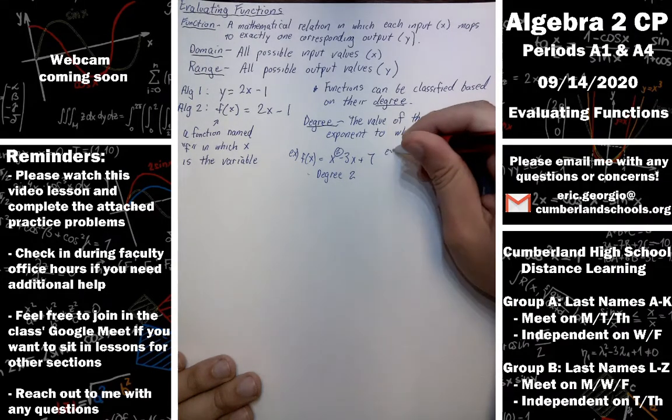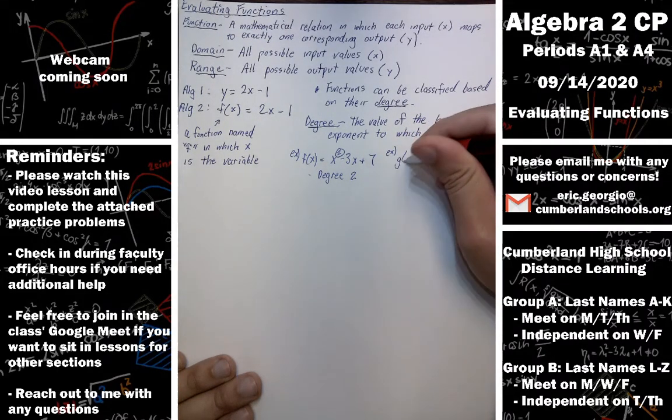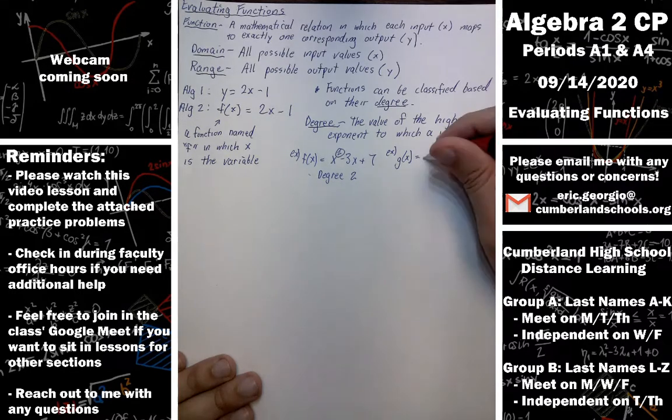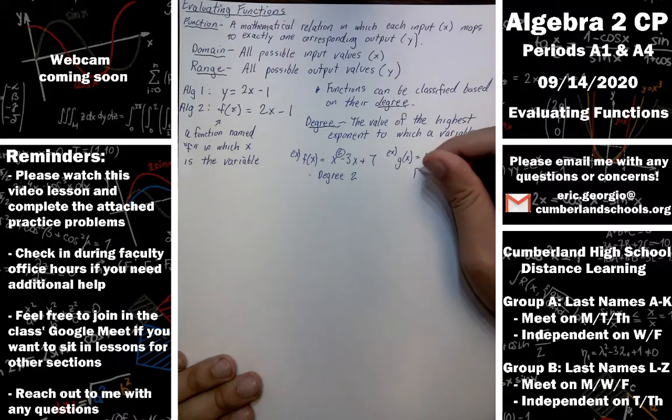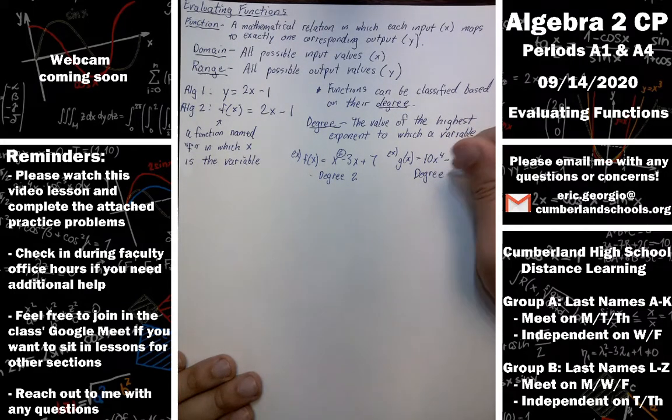Just another one real fast. Something like g of x equals 10x to the 4th minus x to the 5th plus 2x, right? This function, even though it doesn't come first, which it should if you're writing it in standard form, which is descending order, I would say the degree of that function is 5, degree 5. Okay?